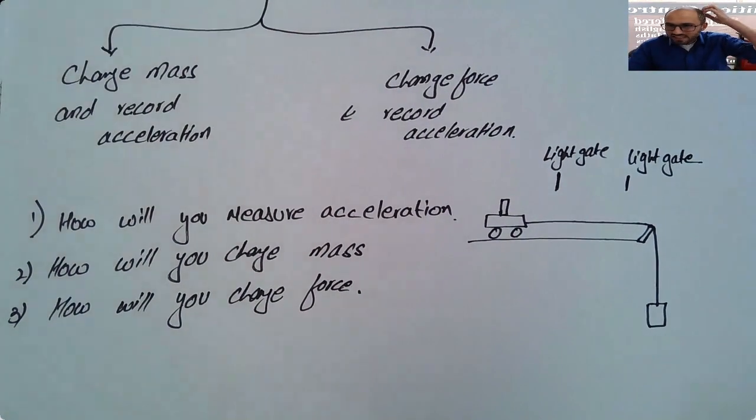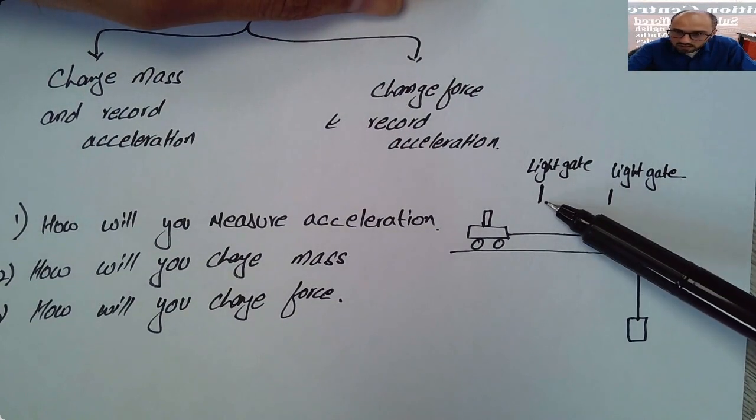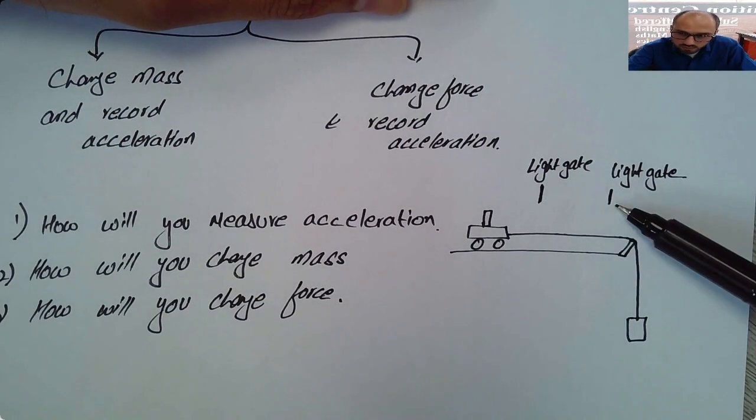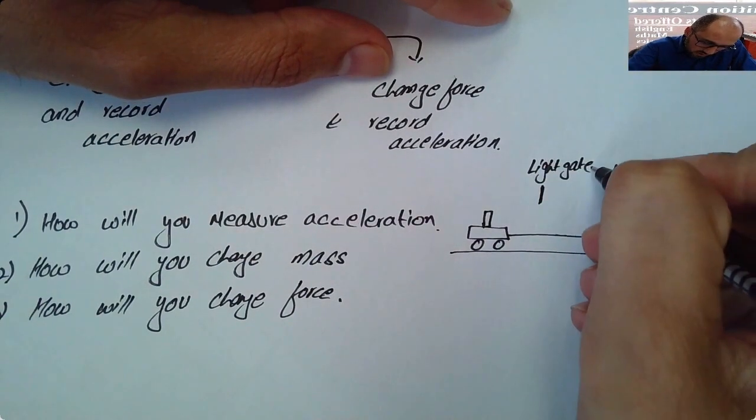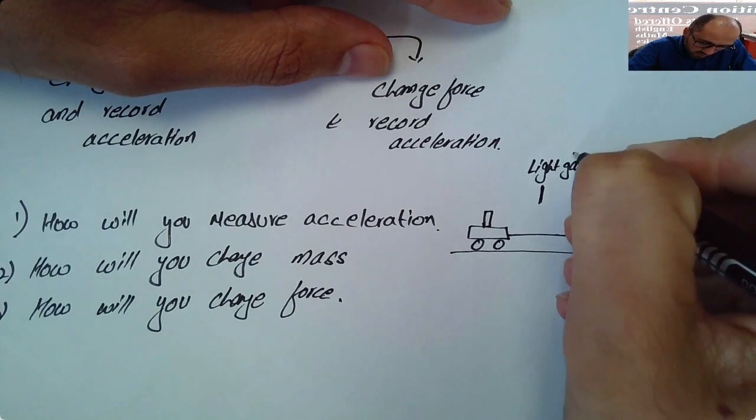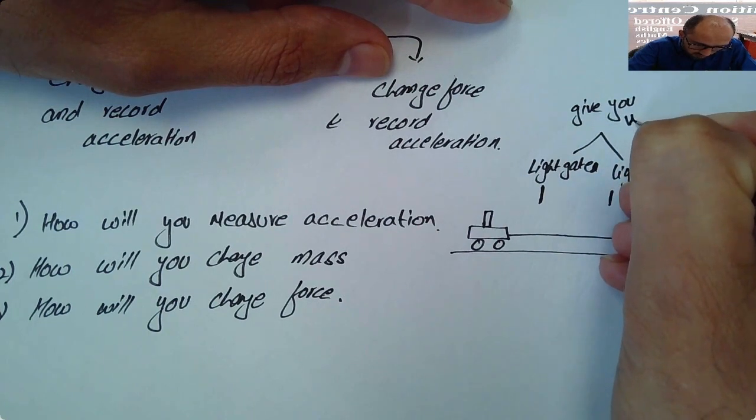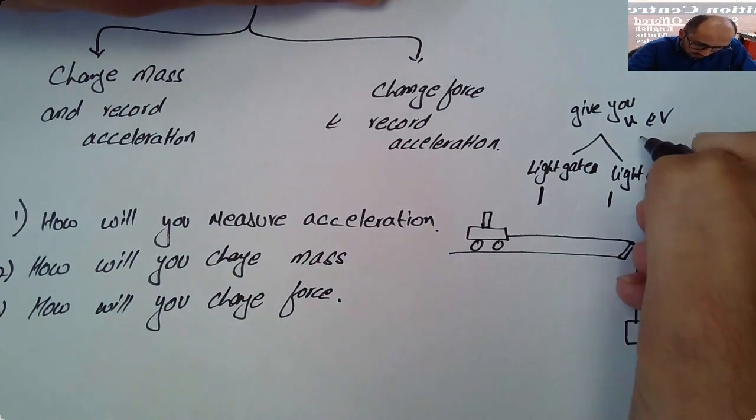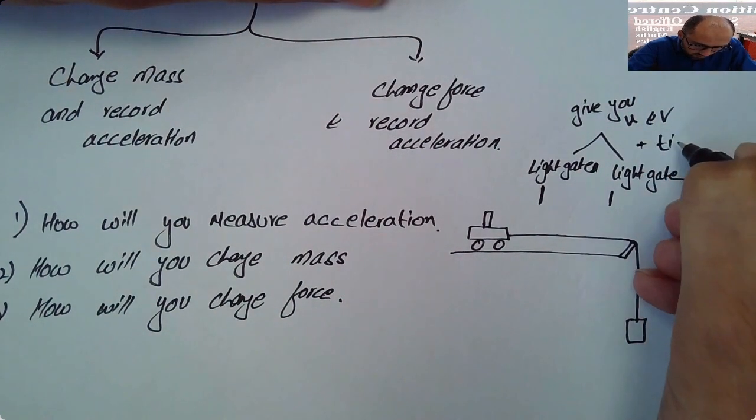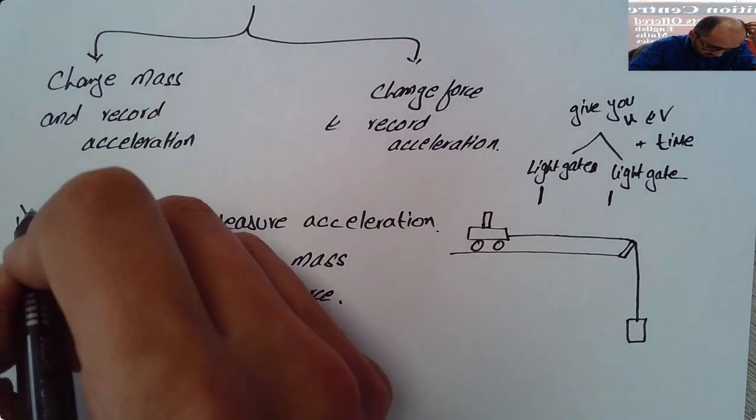Now if you connect a light gate to a data logger, it can give you the value of speed at this location straight away. It can give you the value of speed at this location straight away as well, right? So the light gates will give you U and V, plus they will also give you the time, right? So you can work out the acceleration from here.